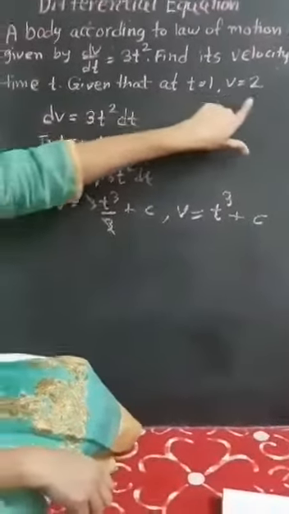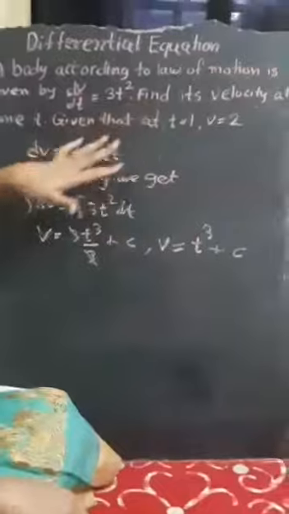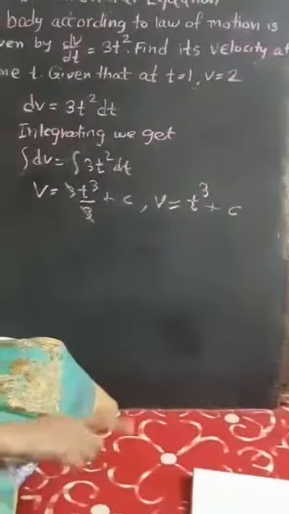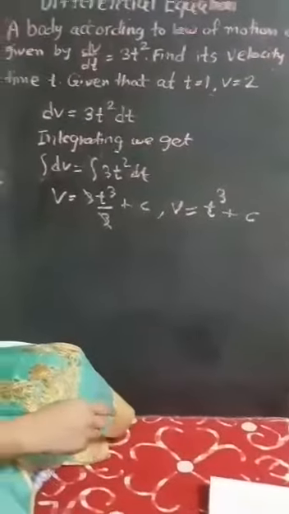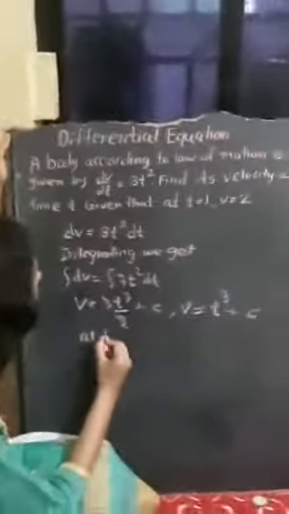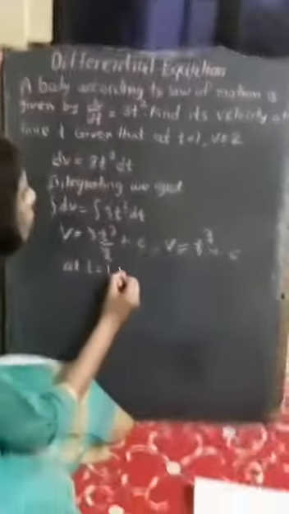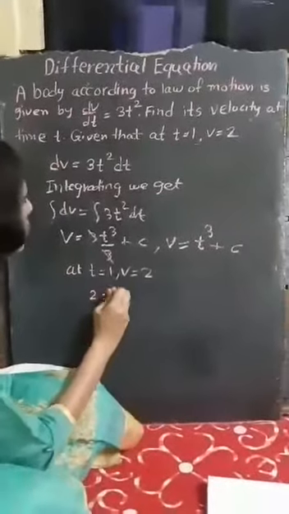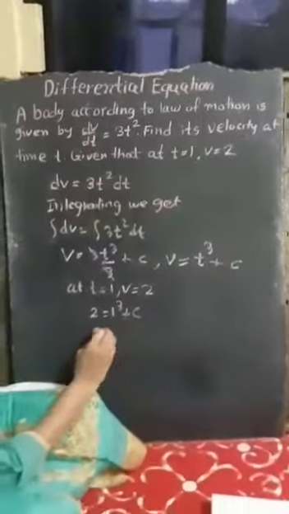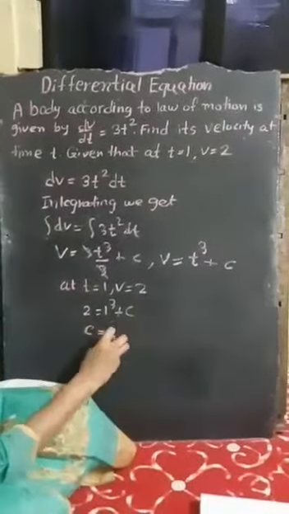Many of the times we say the conditions are boundary conditions. In this it is not so, but mostly the conditions are called boundary conditions. So now what is condition given here? T equal to 1, V is equal to 2. So I will substitute. At t equal to 1, v is equal to 2. So I will substitute v as 2, t as 1 and c I will keep as it is. So if I simplify, you can easily find what is c.